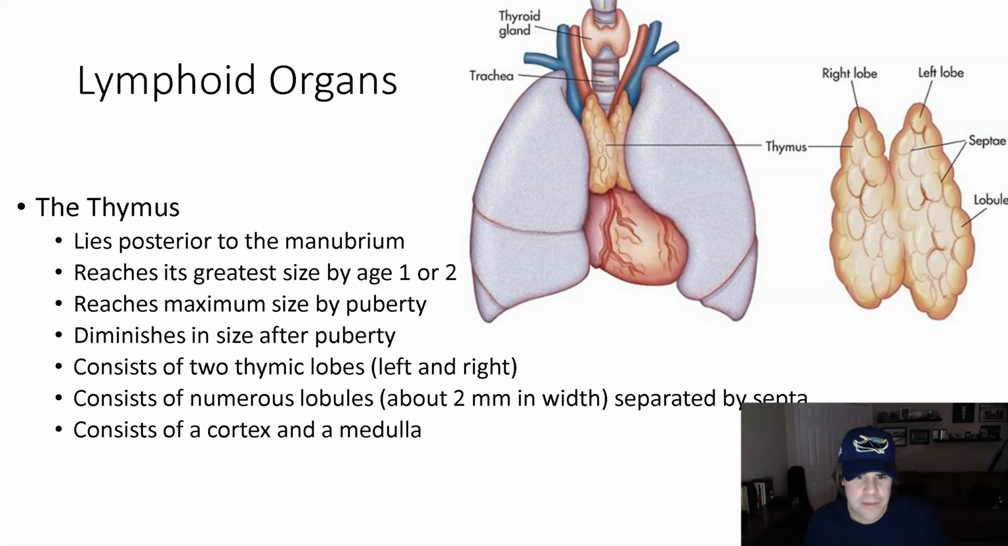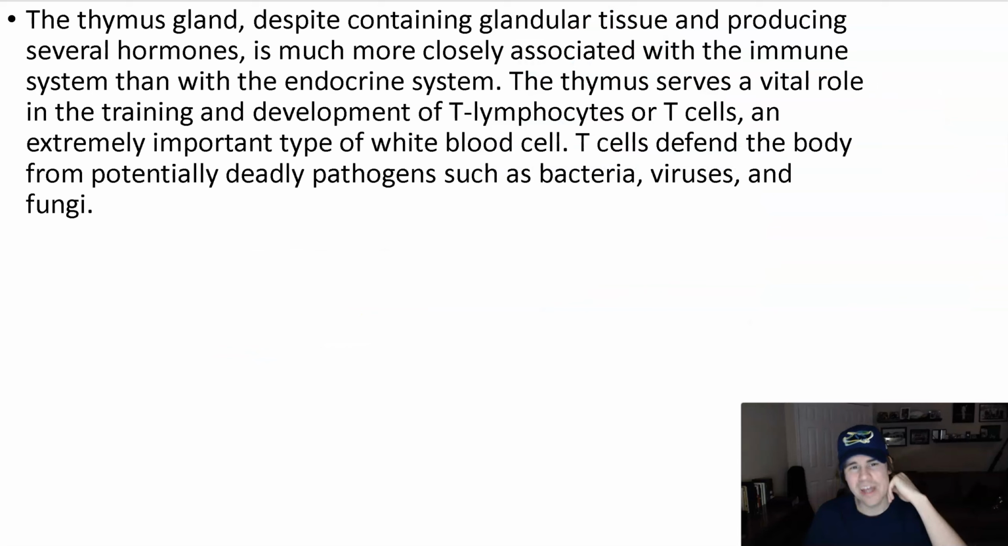So the thymus is very important. Greatest size by age 1 or 2, and then reaching maximum size by puberty and then diminishes. So it's slowly diminishing. So what exactly does the thymus do? It produces hormones, but it's also closely related to the immune system. The thymus serves a vital role in the training and development of T lymphocytes or T cells. Basically, this is where the T cells understand their job.